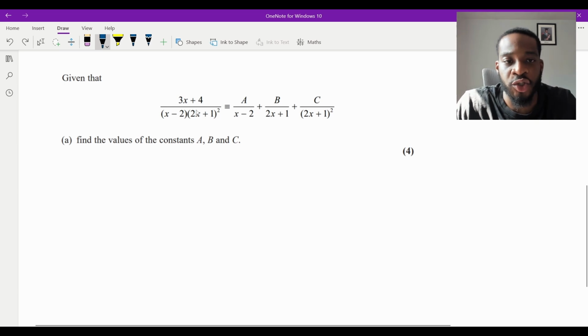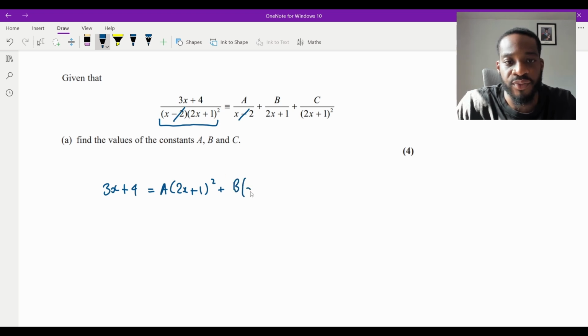So remember when you're doing this, you're going to multiply this denominator on both sides to cancel it on the left. So I'm going to have 3x plus 4 on the left, and then this will equal, if I multiply it with the a, then that x minus 2 will cancel, and I'll just be left with a times the bracket (2x plus 1) all squared. For the next one, b, I'm going to have the x minus 2, aren't I? And then one of the 2x plus 1s is going to cancel, so I'll just be left with one like that. And for the last one, c, the (2x plus 1) all squared will cancel, and I'll be left with x minus 2.